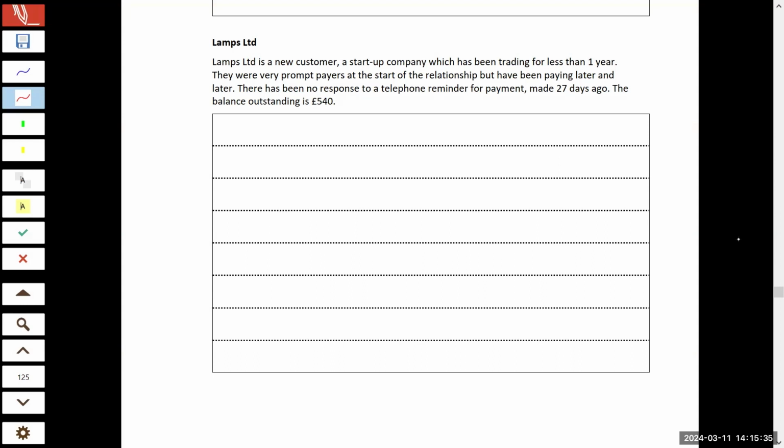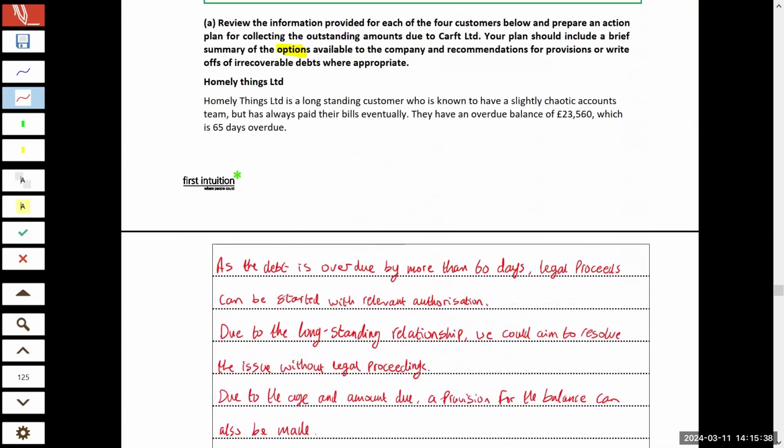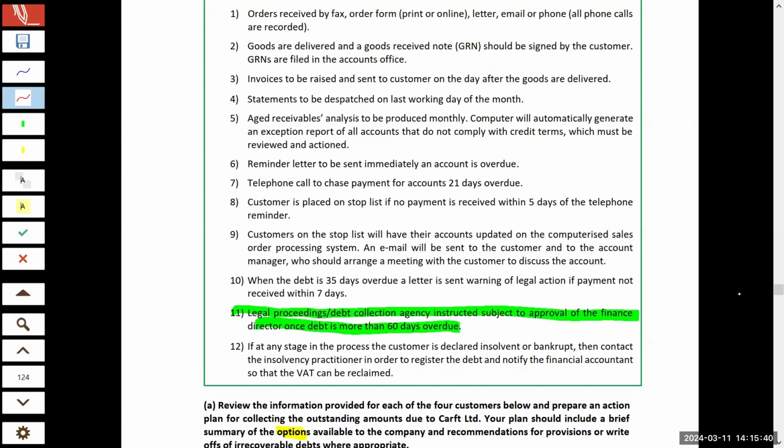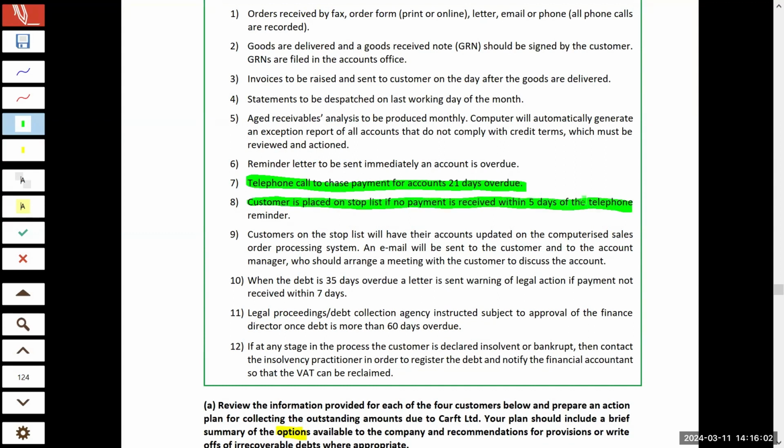So again, what I'm going to do is go up to my timeline and say, okay, whereabouts does Lamps Limited sit? Like, where are they currently up to in this sort of timeline of events? Well, we're up to around this point here, aren't we? So, of course, we've sort of sent letters, we've chased payments, but it says if no payment is received within 5 days of the telephone call, obviously at this point we are 27 days overdue, the account must be placed on stop.